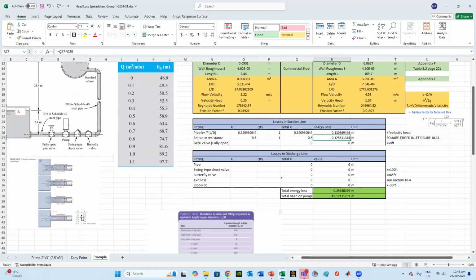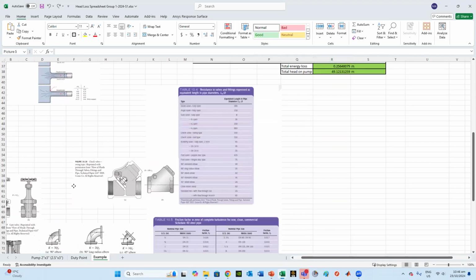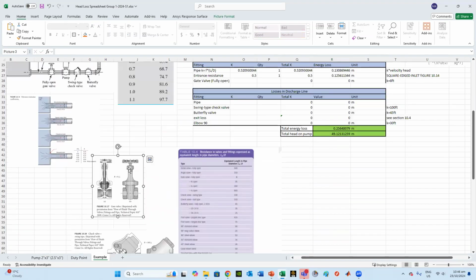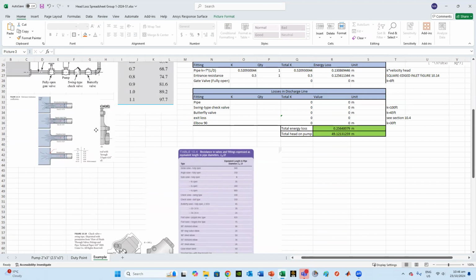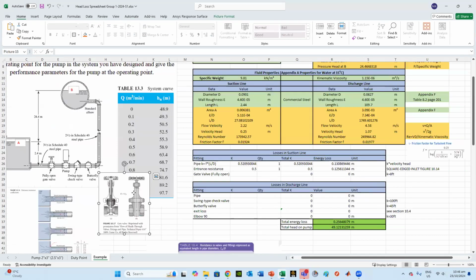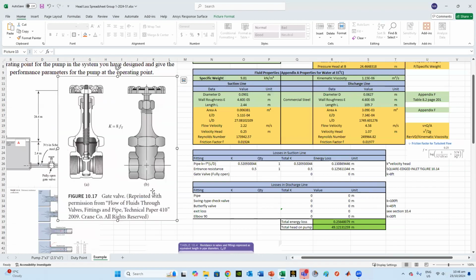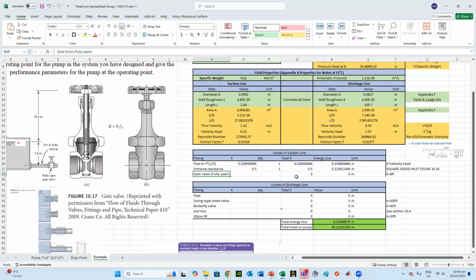Now we have the gate valve fully open. I'm just choosing something for you here. This is the gate valve fully open, Control X, Control V. I'm just showing you some of the information. I got them from the textbook. It says you can use K equals 8 FT for it. So for the gate valve, it's 8 FT, and I'll put the information here: K equals K FT.